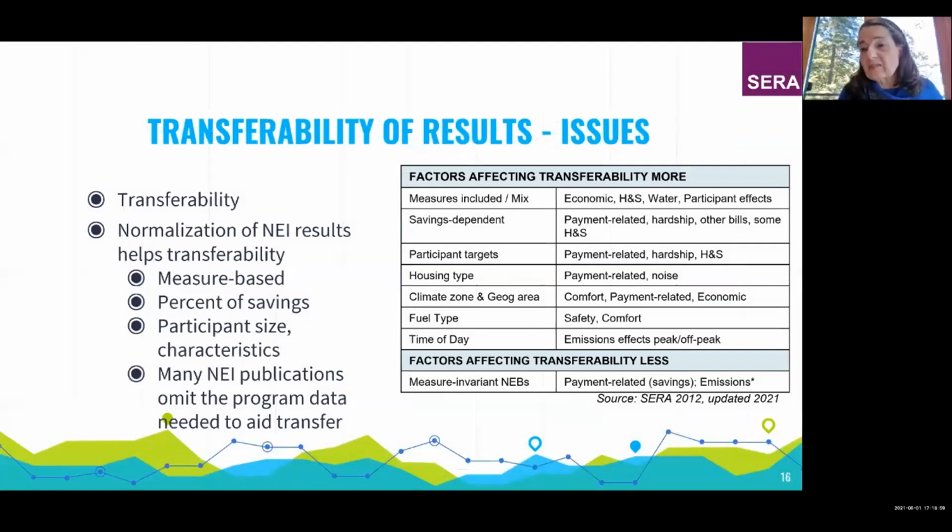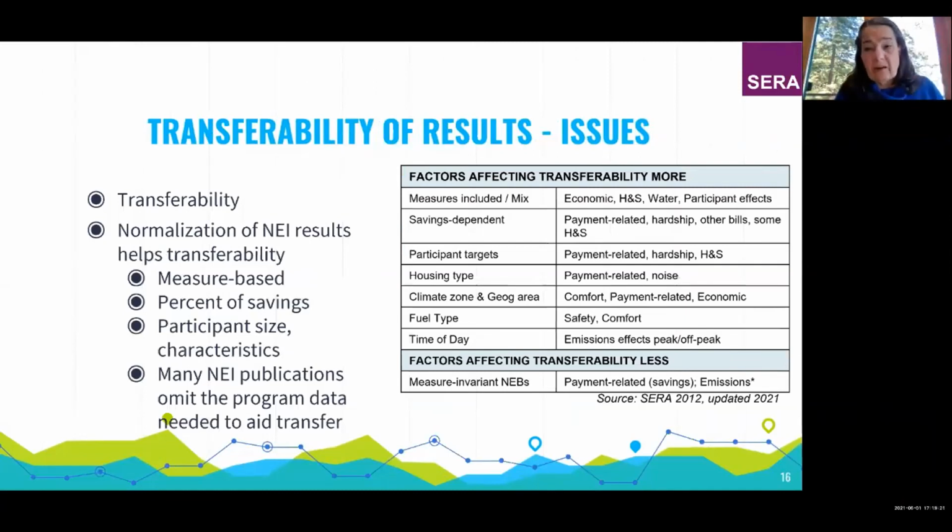Last example is we're looking at transferability. Transferability is something that's really desired. People want to be able to use numbers from other locations, but the problem is that most of the information that's published on NEBs doesn't publish the information that lets you easily transfer numbers from one location to another, and therefore save money, have more comparable numbers between other places, and so on.